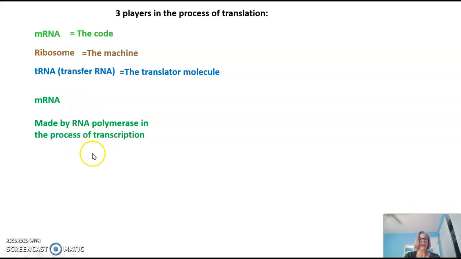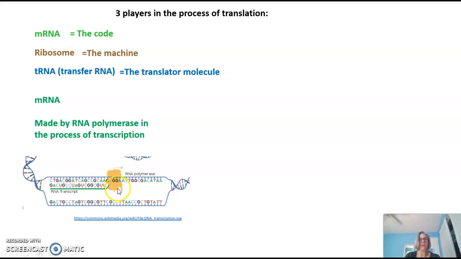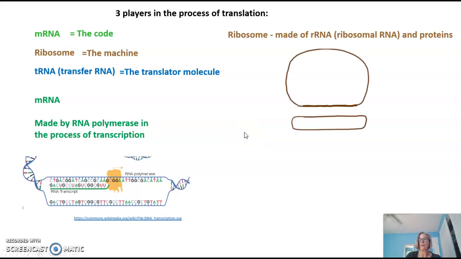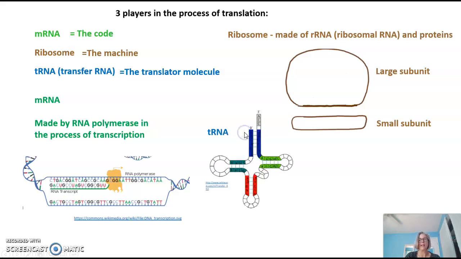mRNA is made by the RNA polymerase in the process of transcription, as shown here, where it's going to read the template strand of the DNA, and using the base pairing rules, it's going to put an RNA nucleotide into the growing RNA strand in a 5' to 3' direction. The ribosome is the machine, and it's made of ribosomal RNA and proteins. Ribosomes have 2 subunits, a large subunit and a small subunit. Then there's the tRNA molecule.